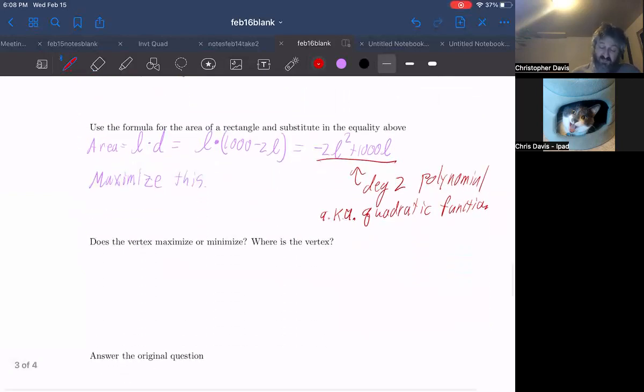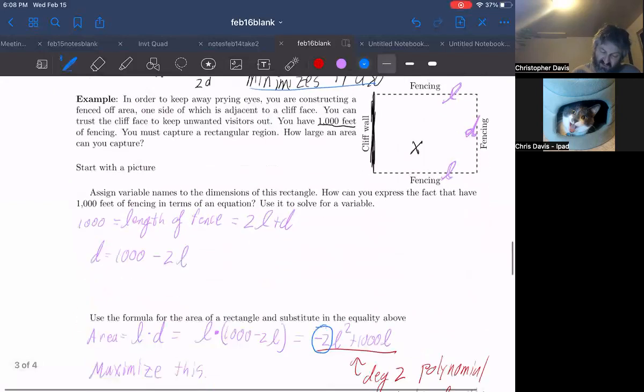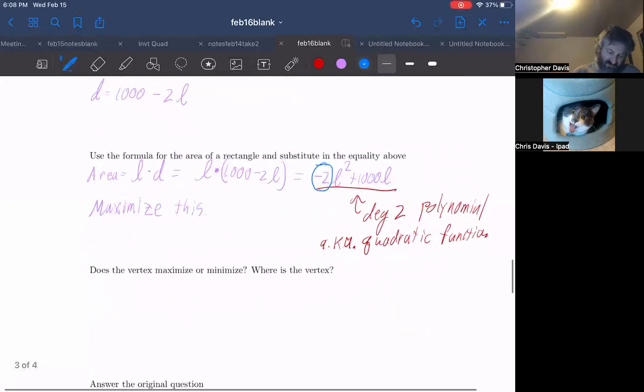Vortex formula: maximize or minimize? Well, let's see. Here's the value of a, the thing in front of the square term. It maximizes if that is negative, minimizes if it's positive. It's negative. Negative 2 is negative. So the vortex maximizes.